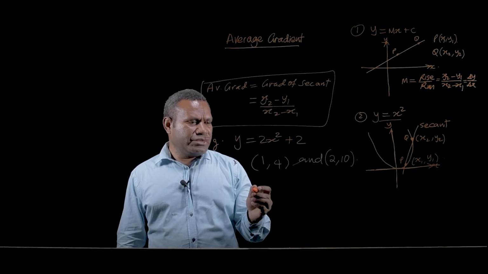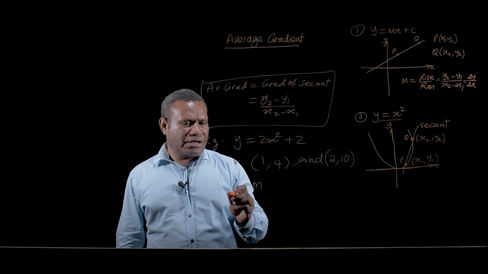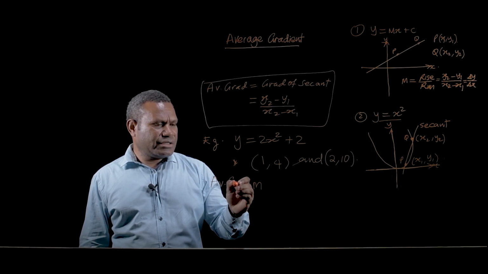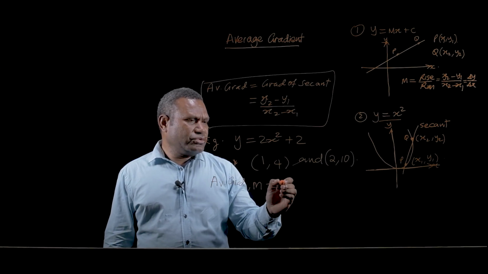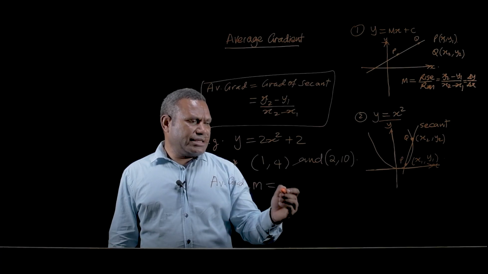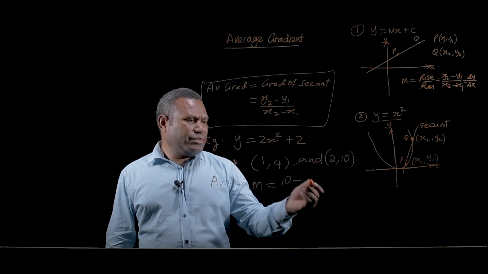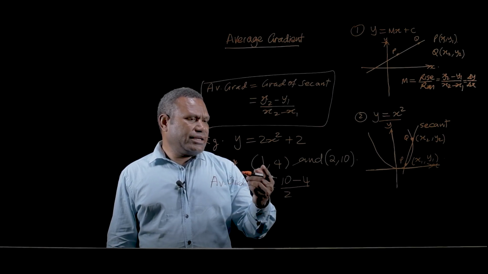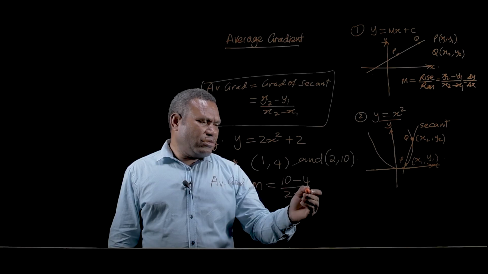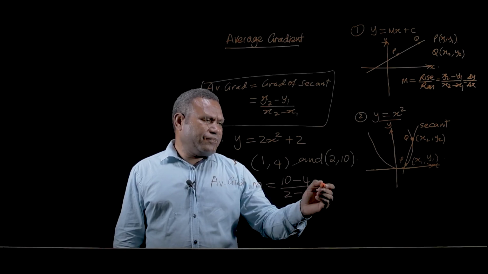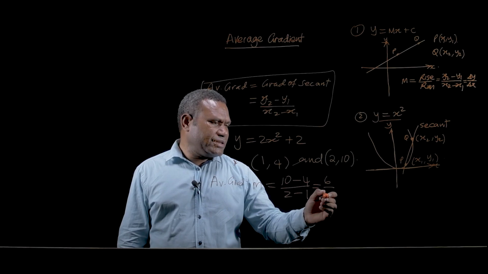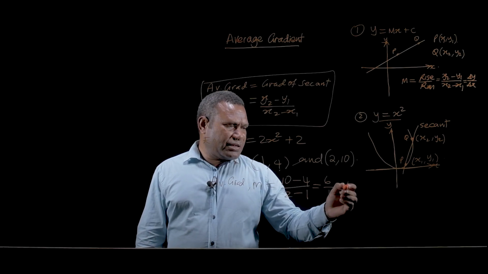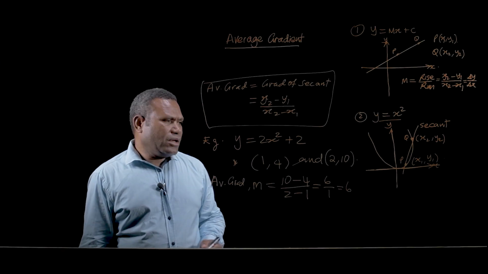All right, how am I going to calculate the average gradient of this curve? Using this formula, we simply say the average gradient, which is the same as m, will be equal to y2, which is 10, minus y1, which is 4, divided by x2, which is 2, minus x1, which is 1. That gives us 10 take away 4 is 6, divided by 2 take away 1 is 1. 6 divided by 1 is 6.